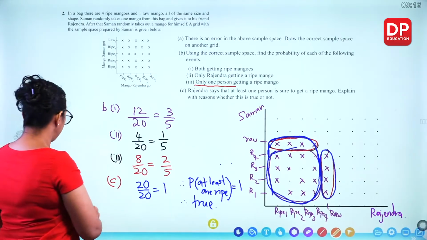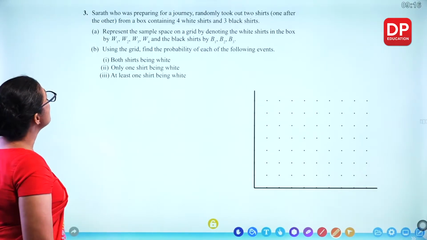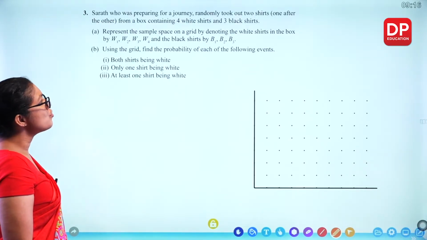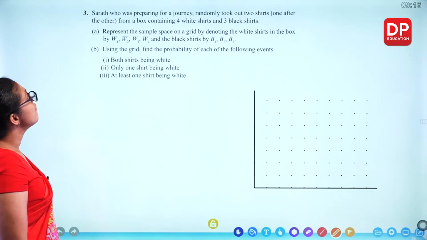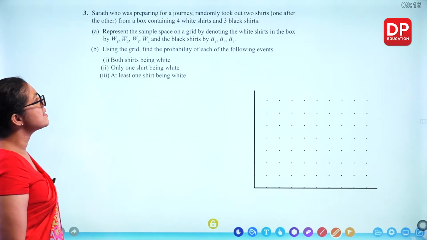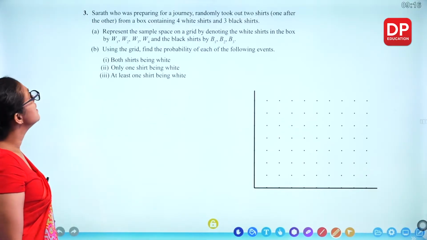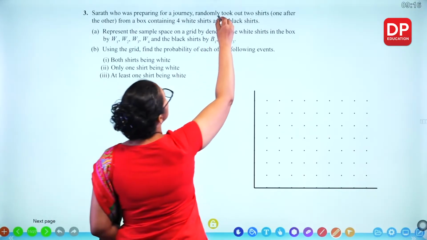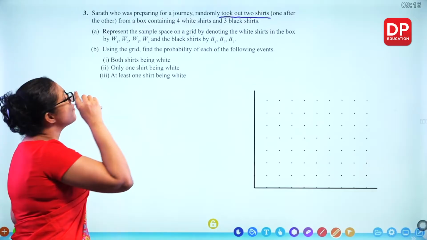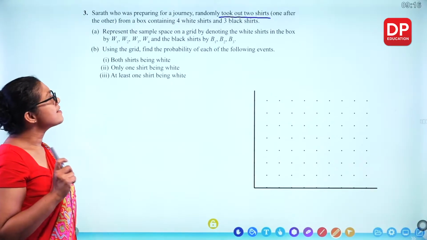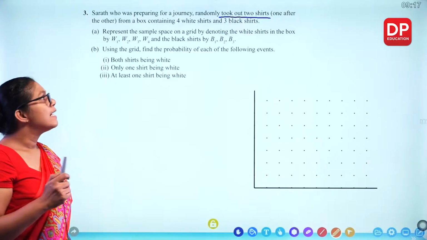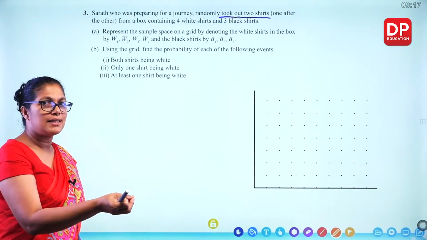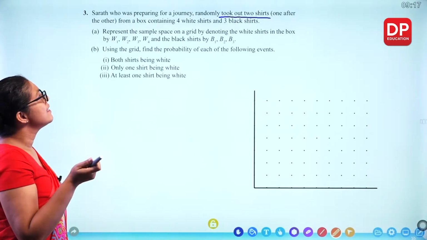Question number 3. Sarath, who was preparing for a journey, randomly took out 2 shirts, one after the other, from a box containing 4 white shirts and 3 black shirts. So took out 2 shirts, one after the other. Is this independent or dependent? This is taking 2 shirts, one after the other, which means not keeping it back. So this is dependent events.